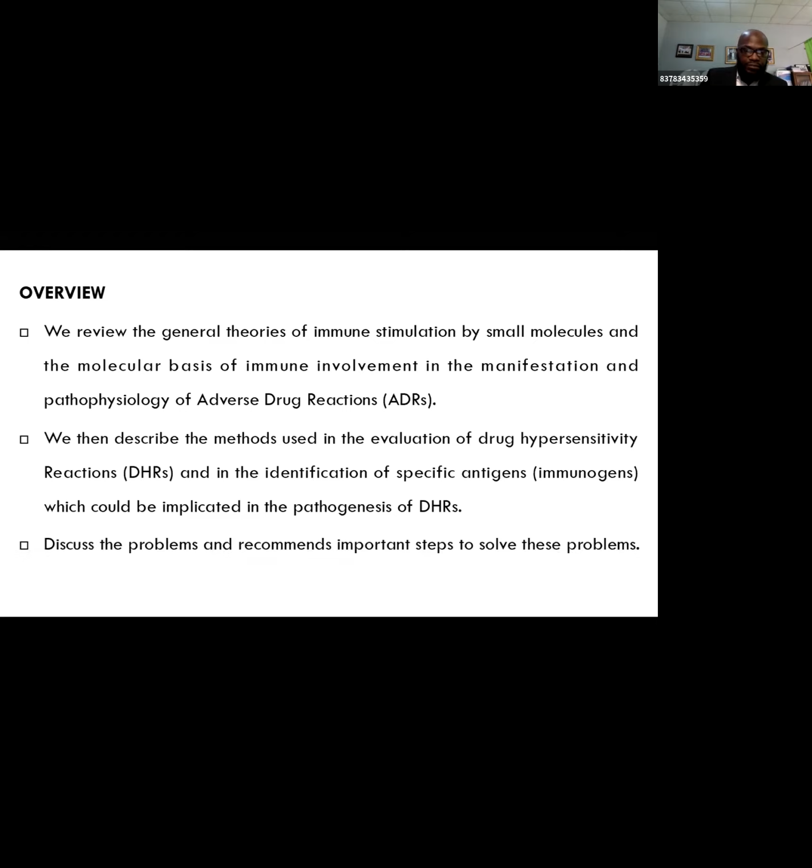And then we shall finally round up by looking at the problems and try and recommend important steps to solve the problems that are associated with the assessment of drug hypersensitivity and characterization of these reactions, specifically within our environment, which is a resource-deprived environment. So within the next 40 minutes or thereabout, we should be able to deal with these issues.